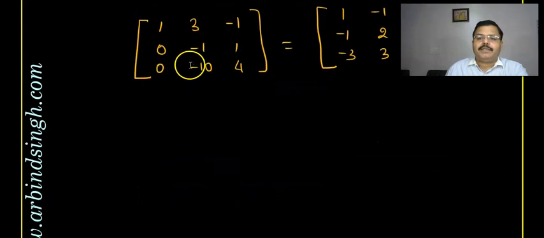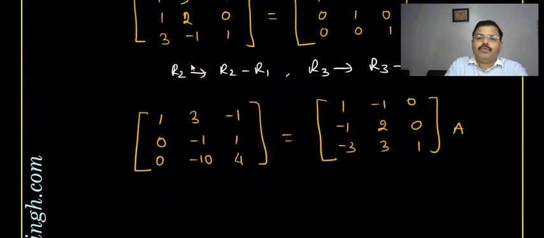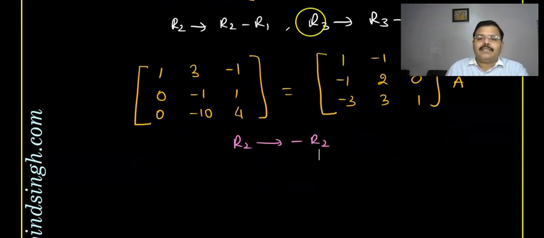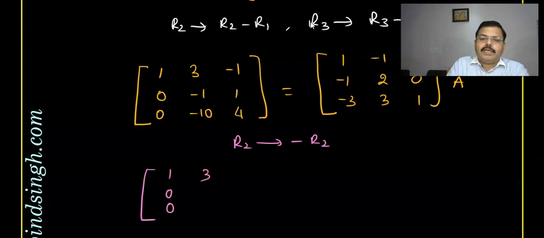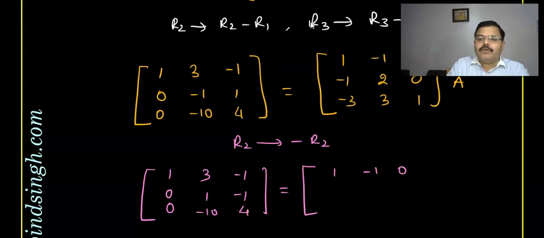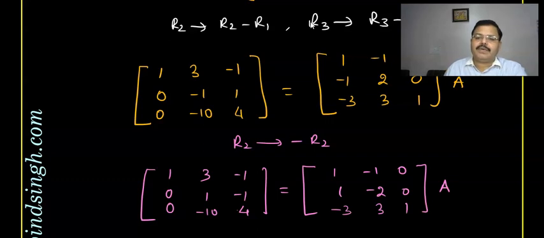Now, as per the given rule, we have to make A22 as unity. To make A22 unity, we write R2 tends to minus 1 times R2. In that case, this will be the same 1, 0, 0, 3, minus 1, then 1, minus 1, minus 10, 4, and that will be 1, minus 1, 0, 1, minus 2, 0, and minus 3, 3, and 1. So the sign of the second row is changed, and that's what I did.